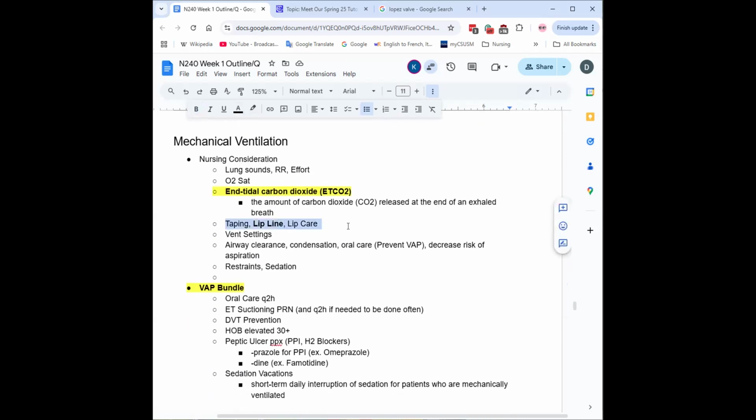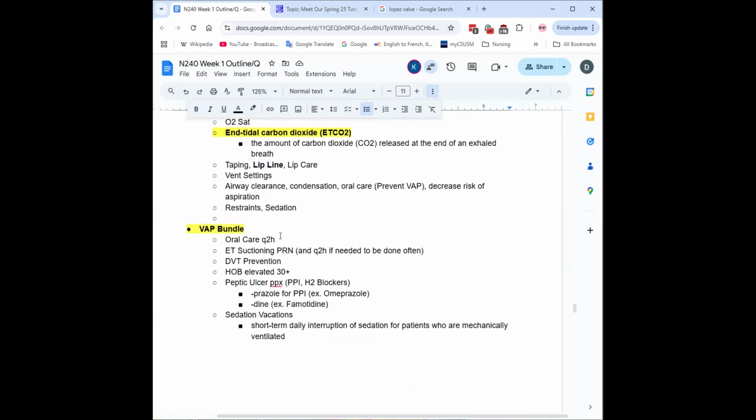And here it mentions the lip line. Just like your NG tube, you're going to note where it peaks out essentially. At what point is it at the lips, as opposed to an NG tube where it's at which point does it exit out the nares, where did I mark it? You're going to need to know your vent settings. You'll learn more about that later.